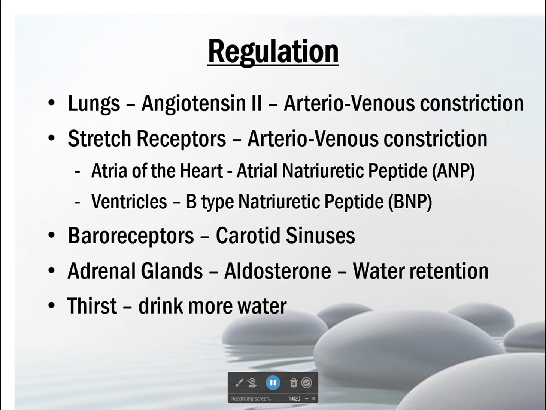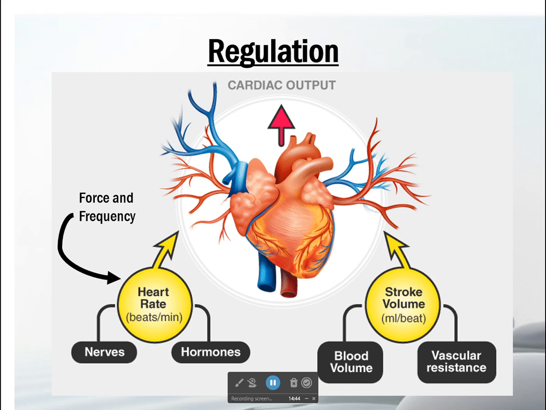The adrenal glands also participate as a result of this renin-aldosterone angiotensin pathway. The adrenal glands are signaled by fluid state to either secrete or not secrete aldosterone, which then produces water retention. And as I mentioned earlier, the thirst response will cause us to drink more water.